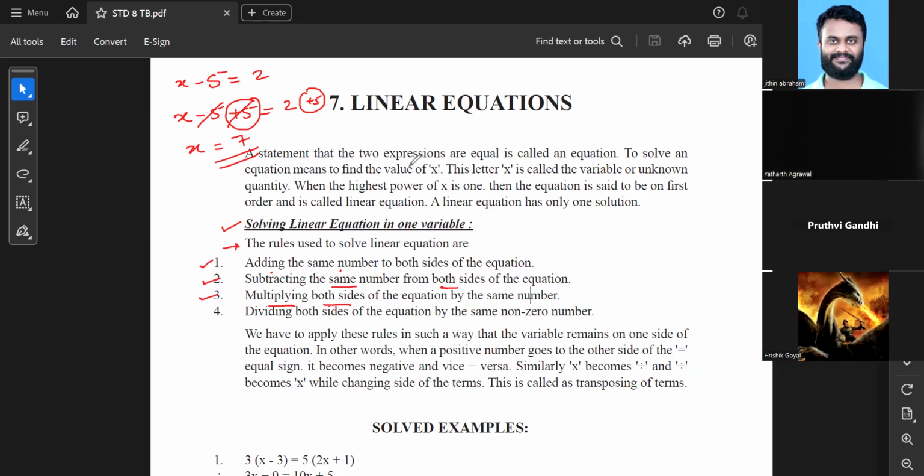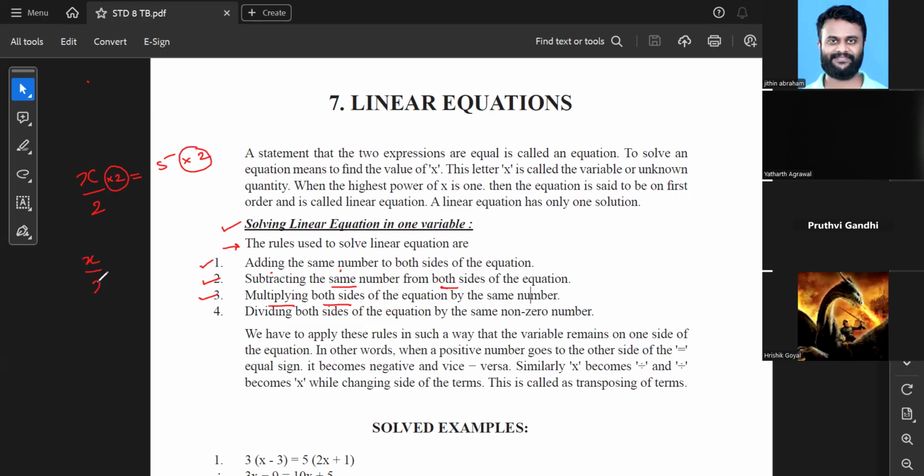Or see, in multiplication there are actually two options. Let's say x upon 2 is equal to 5 or something like this. Now there are two options. Either you can multiply on both sides, like how you multiplied it over here, similarly, you multiply it over here. So this is one option. You multiply on the left as well as on the right.